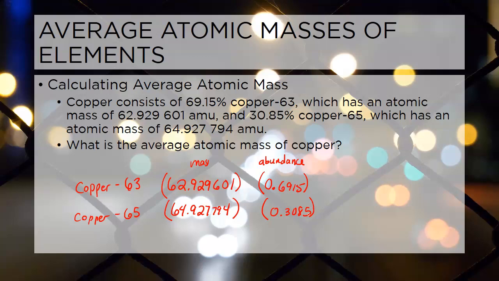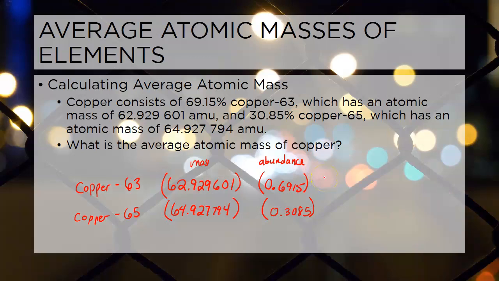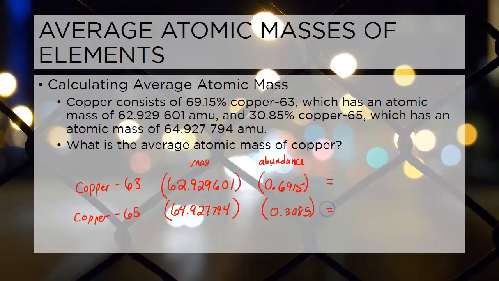So let's test this out. What we're going to do is multiply the mass times the abundance for each one. So let me go and get my calculator, as long as PowerPoint doesn't crash on me again. And oh, wow, look at that. The numbers are already typed in for me.